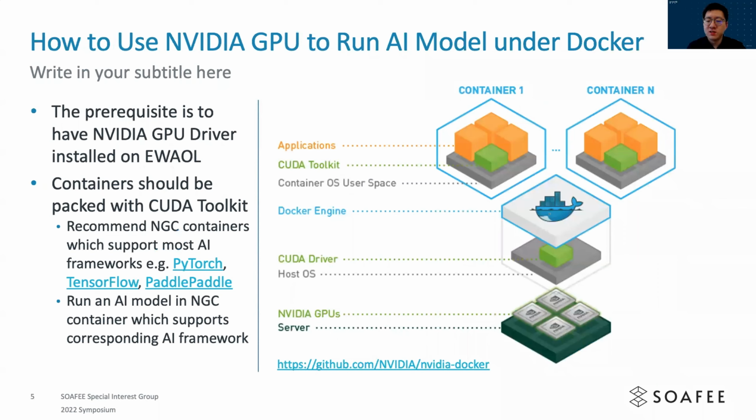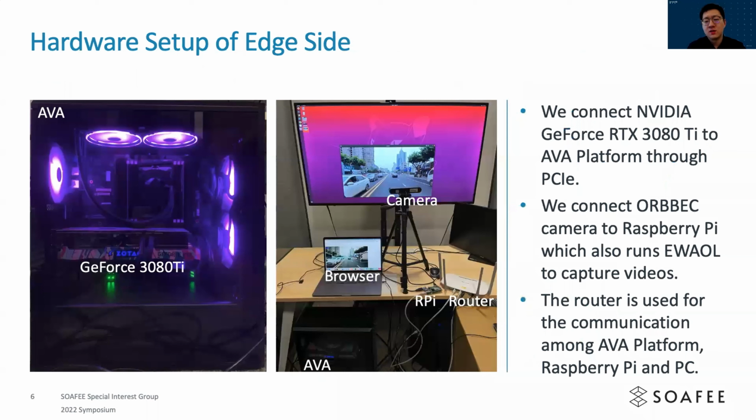To use NVIDIA GPU on Docker on EVAOL, we should first install NVIDIA GPU driver on EVAOL. Here, we build EVAOL with GPU driver in the beginning. To run AI models, we use NGC containers, which are pre-installed with CUDA toolkit and support most popular AI frameworks. This is our final hardware setup for the edge side.